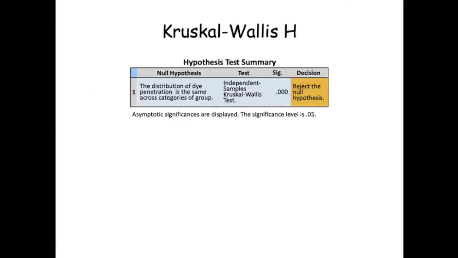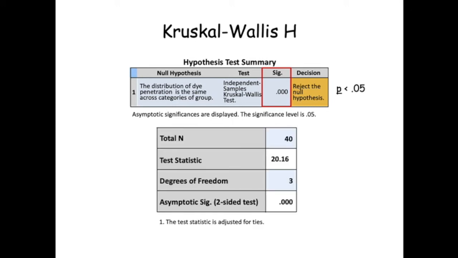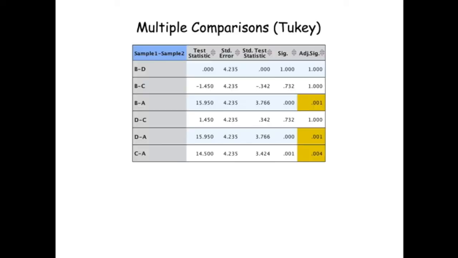The first output table shows the overall test of mean rank differences. The p-value is small, so the null hypothesis is rejected. Double-clicking in this table will open another table that shows the value for the test statistic h, as well as the degrees of freedom. The next table provides results of the multiple comparisons.